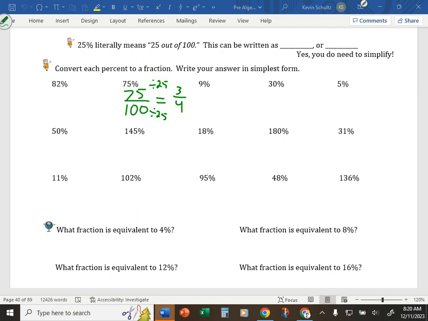Okay? Second row, 145%. That percent symbol means out of 100, so we'll put 145 out of 100. What can we divide by here? What can we simplify by? 5. We can go by 5.